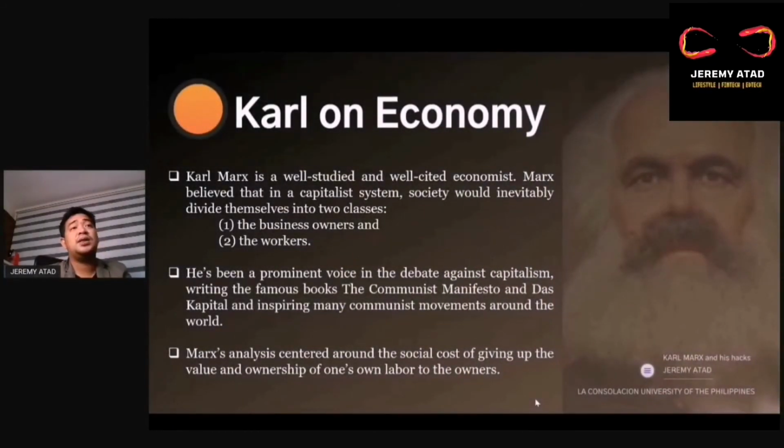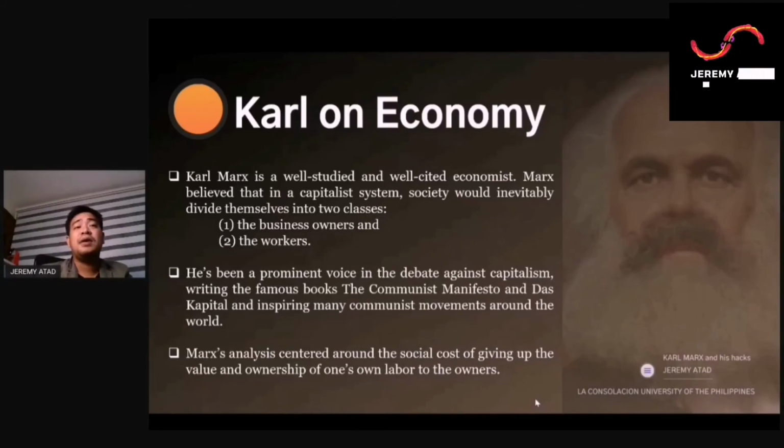Let's proceed to Karl Marx on economy. Karl Marx is a well-studied and well-cited economist. Marx believed that in a capitalist system, society would inevitably divide itself into two classes. So as what we mentioned before in the social change, the one who provides the production or the means of production is the business owners, and the one being exploited are the workers. So it is the same in the context of economy. He's been a prominent voice in the debate against capitalism, writing the famous books The Communist Manifesto and Das Kapital, and inspiring many communist movements around the world. Marx's analysis centered around the social cost of giving up the value and ownership.